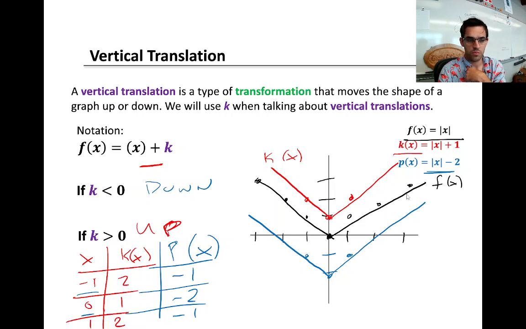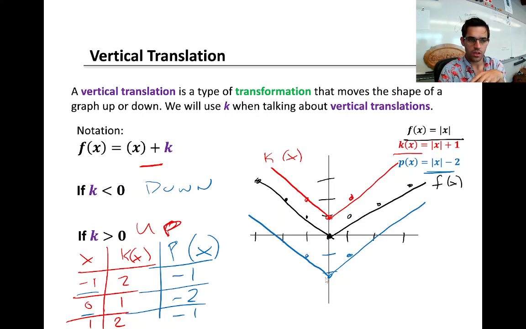P of 1 is going to be negative 1. So 1, negative 1 is a point on our graph. And we can see we're creating this v that's translated 2 units down. Same shape, just moved down.